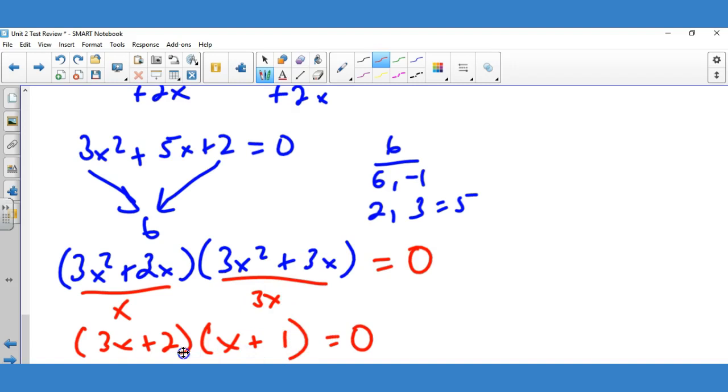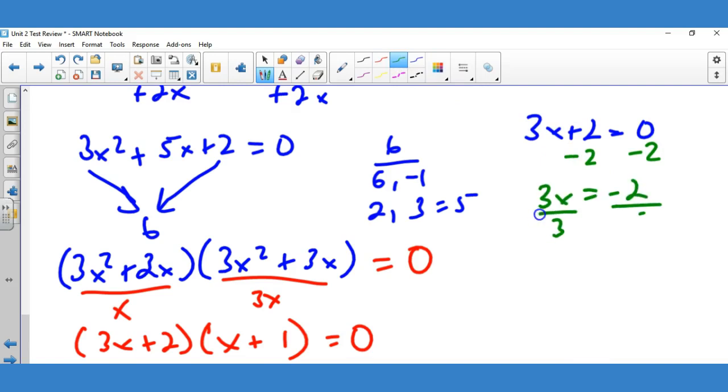Now, if I set each one of those equal to 0, I'm going to do it over here. All right, 3x plus 2 equals 0. Well, you got to subtract 2. So you have 3x equals negative 2, and divide by 3. So you have x equals negative 2/3.